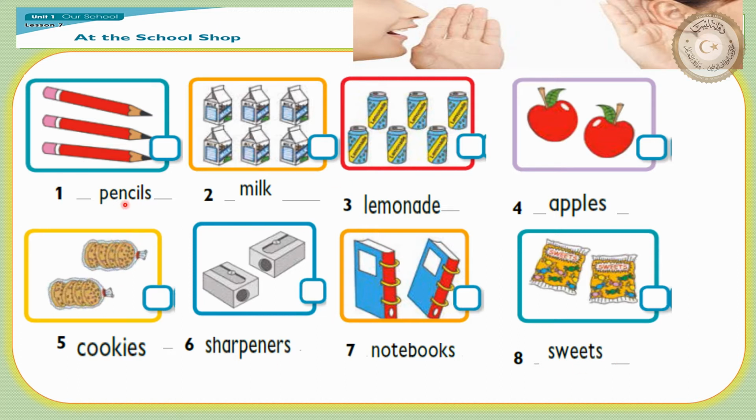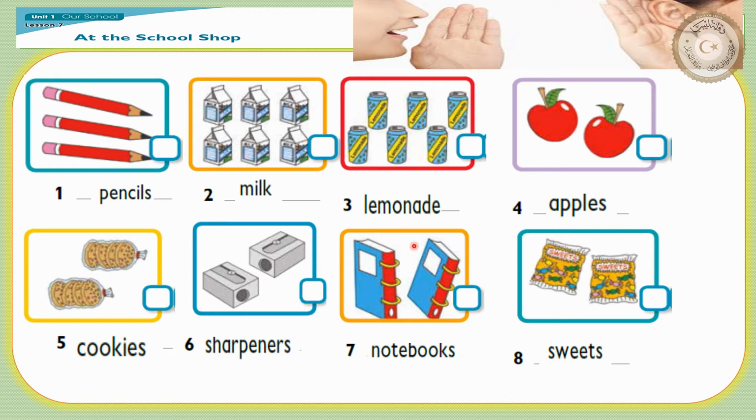Mohammed, what's this? Excellent, pencils. What about this? Milk. And this? Lemonade. What about this, Rujain? Apples. Good. Rahaf? Cookies. What about this one? Rahaf? Sharpeners. Good. What about this? Notebooks. And the last one, sweets.